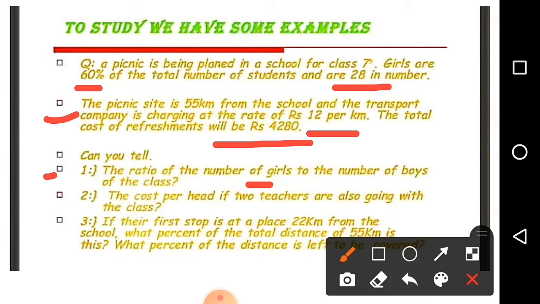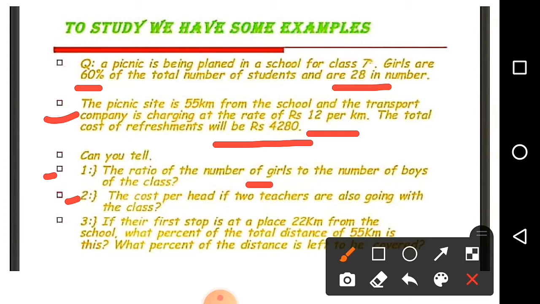Next is the cost per head. Second question is the cost per head if two teachers are also going with the class. Per head means एक जन का कितना कॉस्ट होगा टोटल मिला के, ट्रांसपोर्टेशन का, रिफ्रेशमेंट का, सब कुछ मिला के, एक जन का कितना कॉस्ट होगा. So that we need to find out.